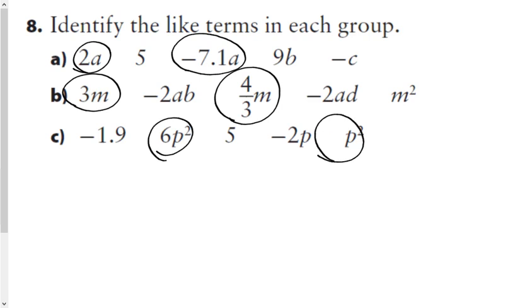But we also have 2 terms that do not have variables. We have a constant of -1.9 and a constant of 5. So those are different like terms. I would circle those in red instead. So those are all the like terms.